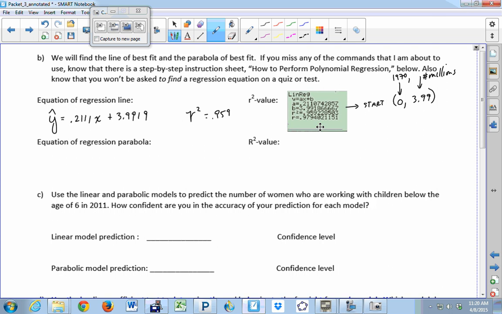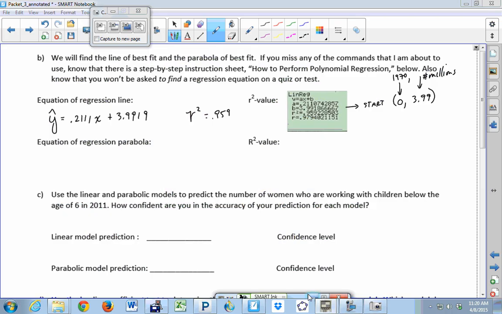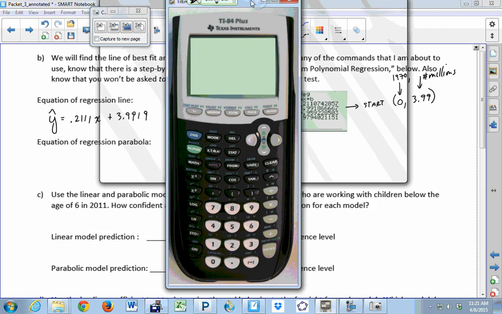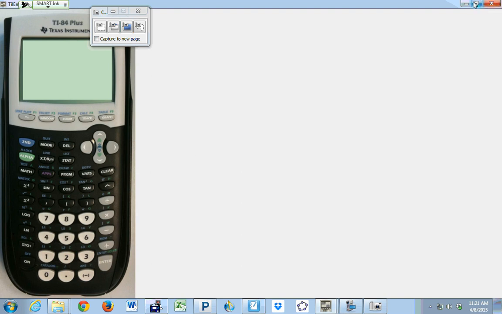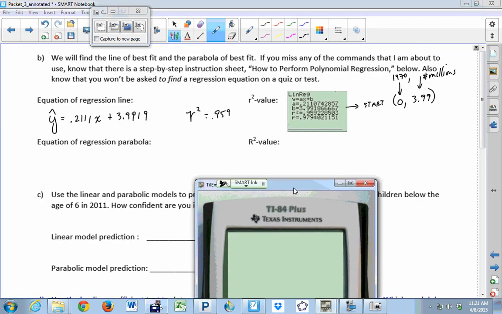Let's look at the quadratic model, and we'll do that with the other calculator. So the other calculator's got a little different setup right here. So I don't want that big. Come on, just come up here. No, just come straight up. There we go.